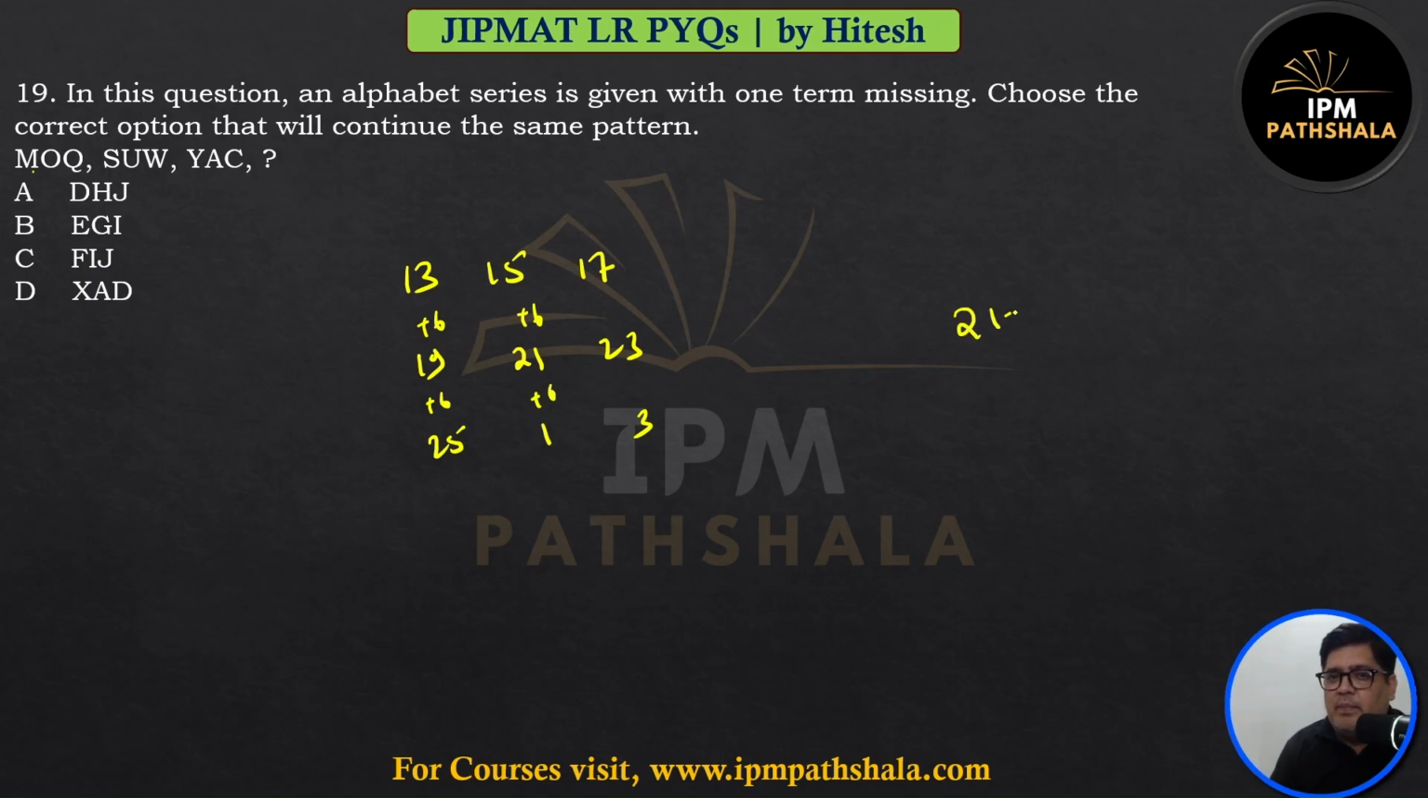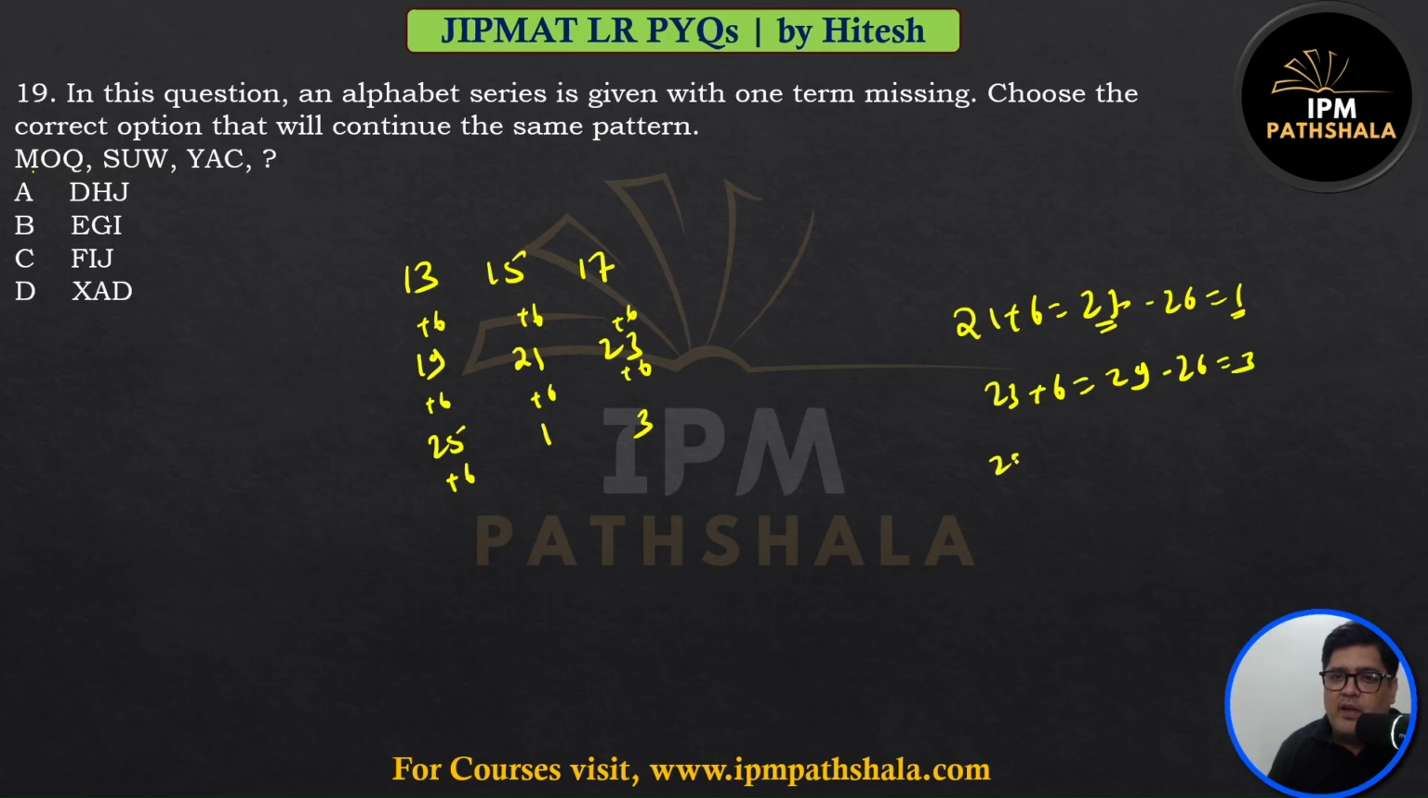See, 21 plus 6 is 27. We don't have 27 alphabet. So we reverse the cycle and go back to A. What is this? Plus 6. When I add plus 6, 23 plus 6 is 29. We have crossed 26. So we subtract 26 and we come back to C. I will add 6 to this.